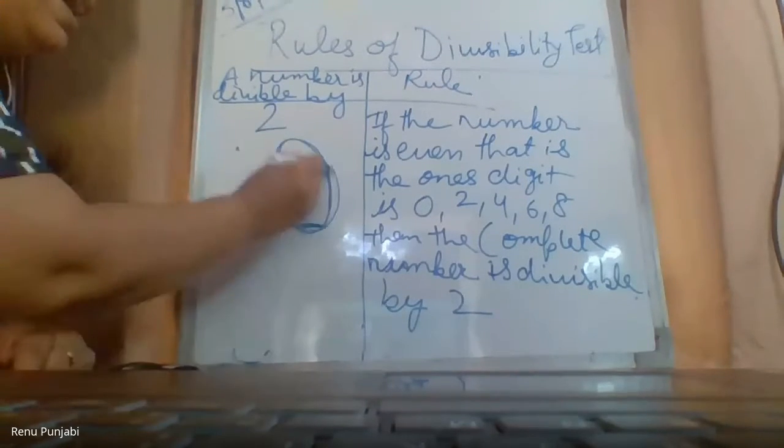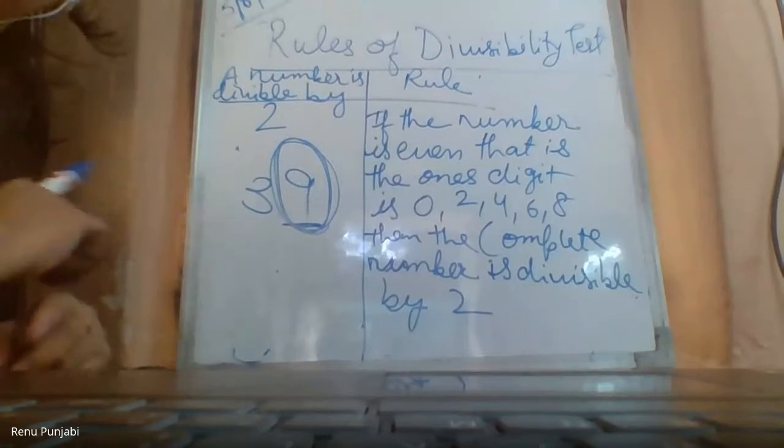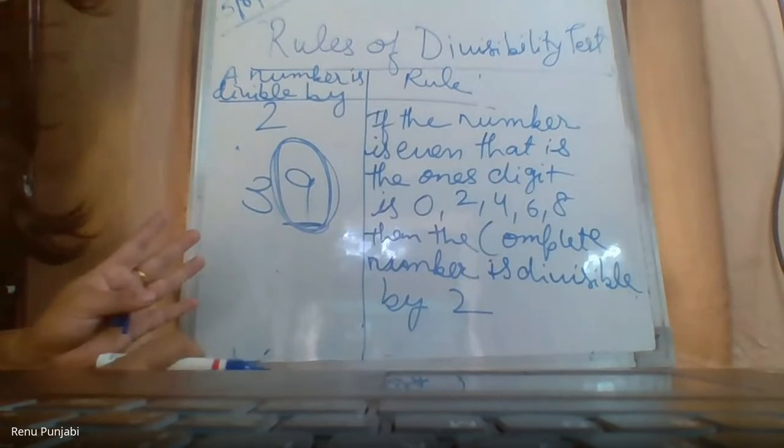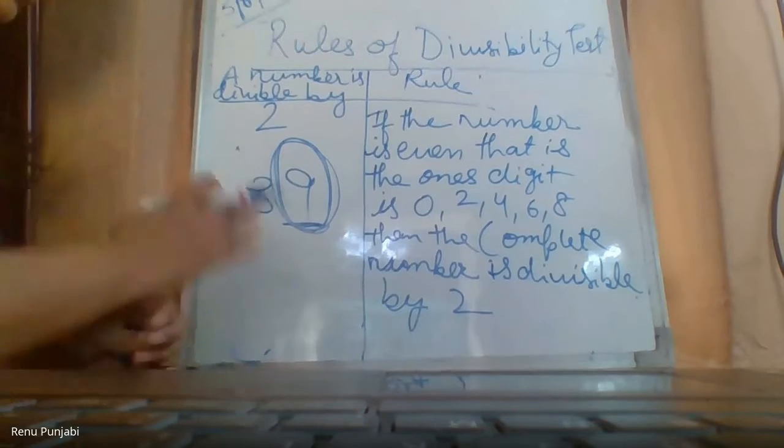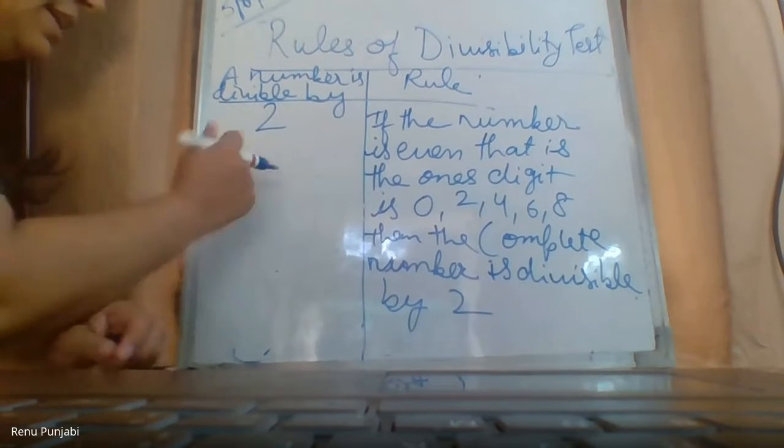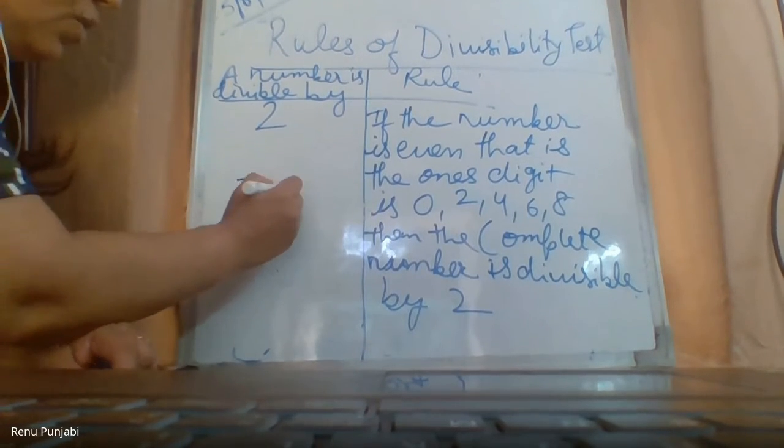Yes, ma'am. Only the ones place digit needs to be even. Only the last place, if you check, then the complete number is divisible. Okay. If I give you any other number, 7, 3, 4, 8.